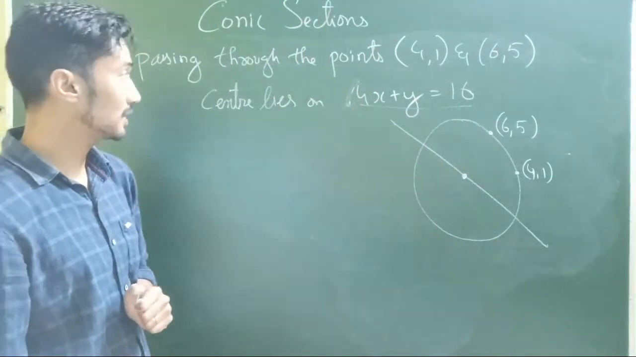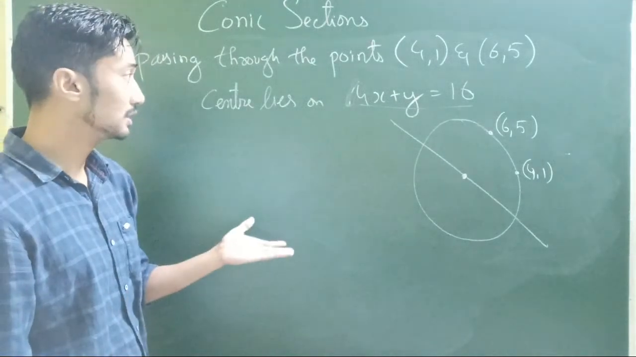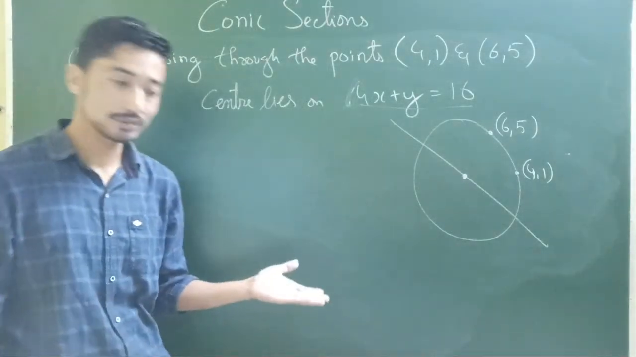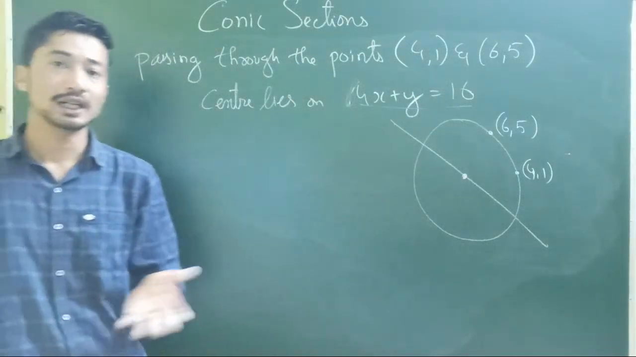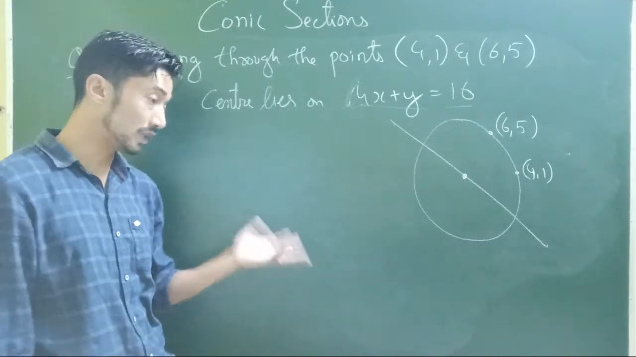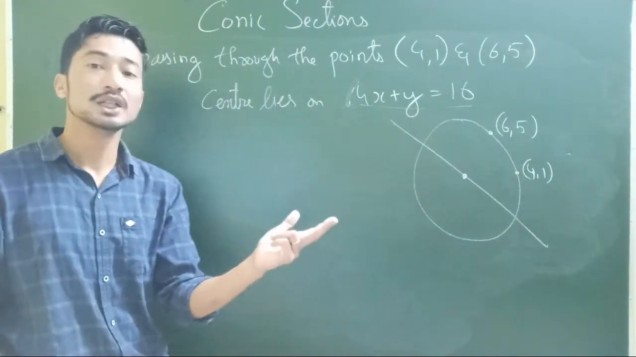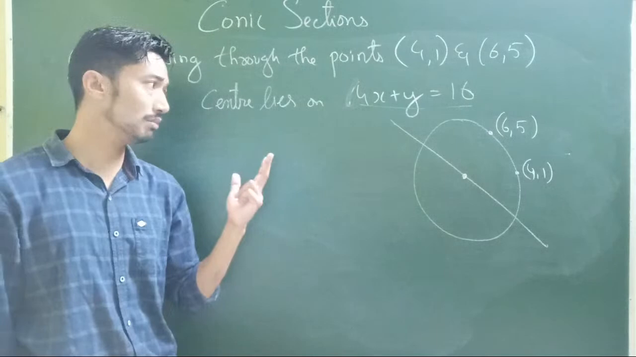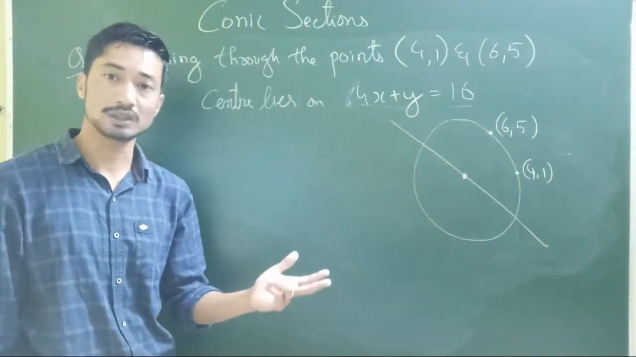So how do we get the equation of a circle? You can either use the standard form or you can use the general form. I have received doubts from students when they say, sir, we have the standard form, we have the general form. Which one shall we use? Actually, you use any one of them, you'll end up getting the solution.